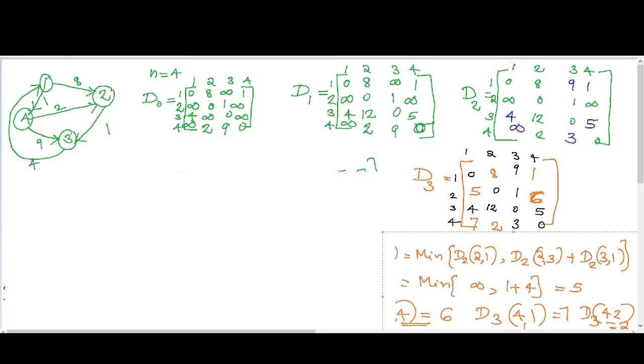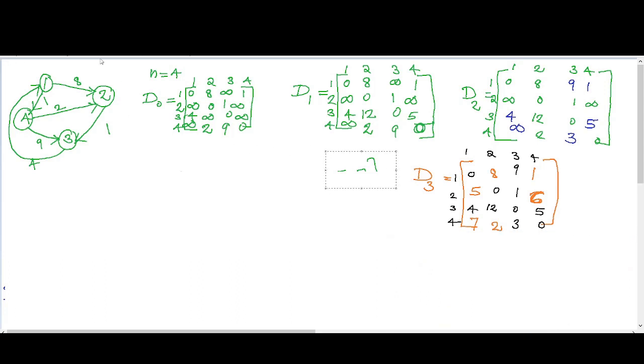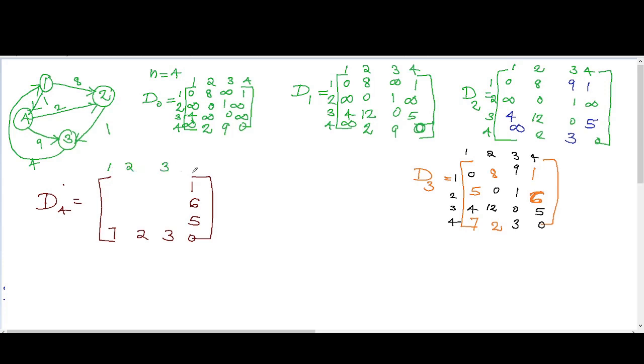Now in order to form D4, we can make use of D3, and while forming our matrix D4, here we fix our 4th row and 4th column. So what is our fourth row, fourth column? That is 7, 2, 3, 0 and here 1, 6, 5. We can write the numbers also here 1, 2, 3, 4, 1, 2, 3, 4.